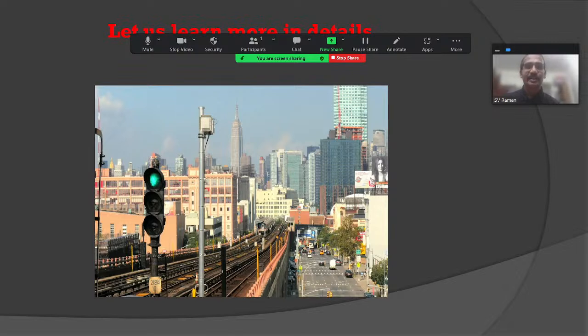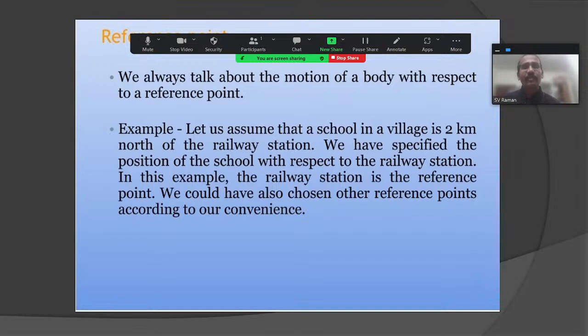So let's proceed to different kinds of motions in our personal life. Now, we always talk about the motion of a body with respect to a reference point. Let's say from the school, 2 kilometers away on the north side, there is a railway station. We have specified the position of the school with respect to the railway station. So the railway station is a reference point. We could choose another reference point according to our convenience. Hope you understood that. What is a reference point?